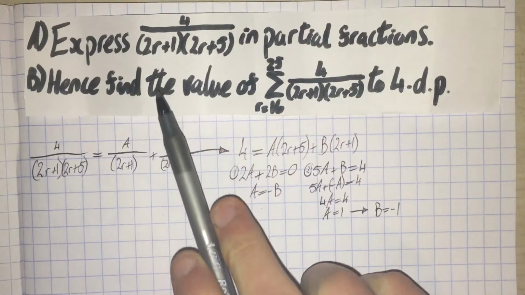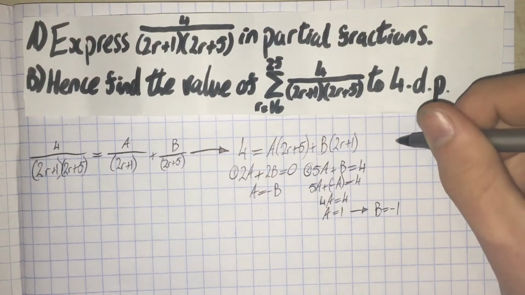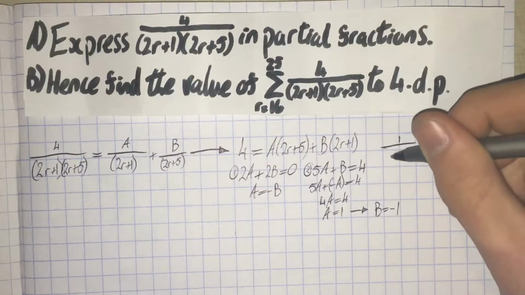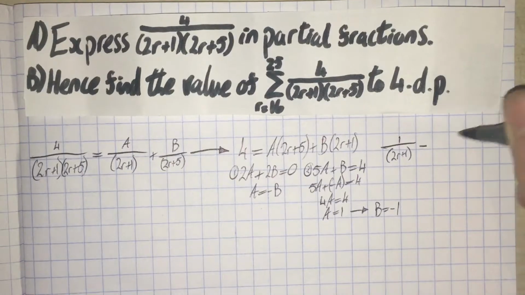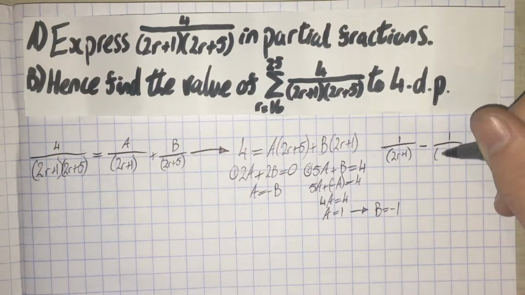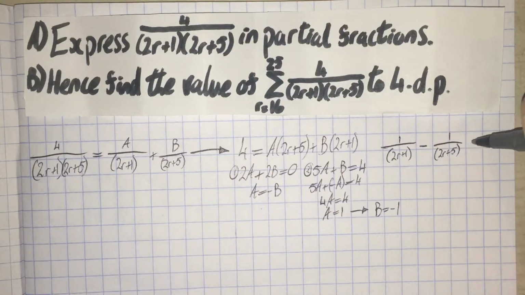Which means when representing this as partial fractions, we shall have our 1 over 2r plus 1 minus 1 over 2r plus 5. Right, there we go.